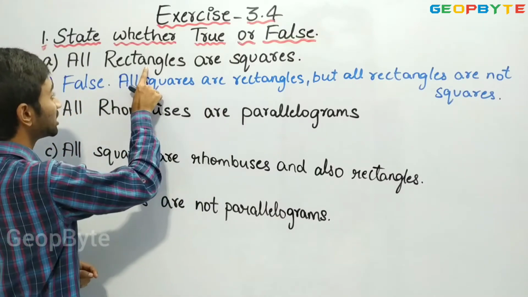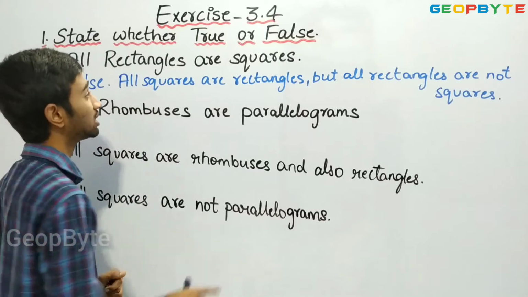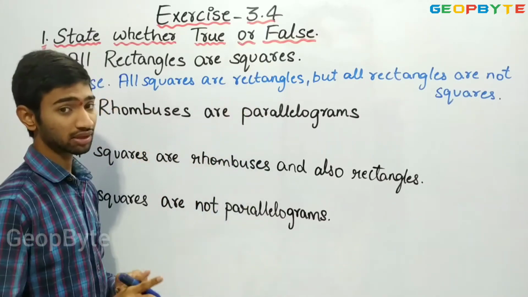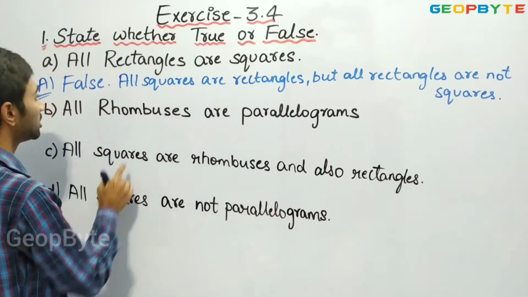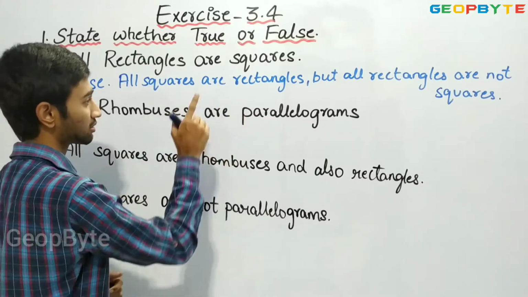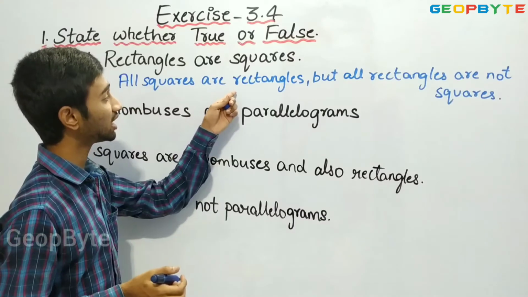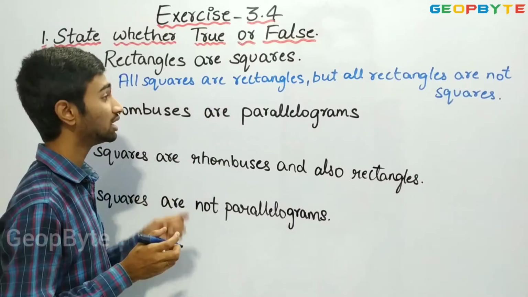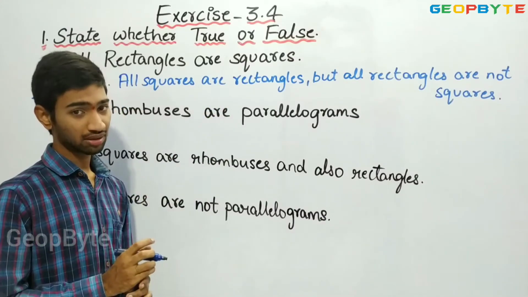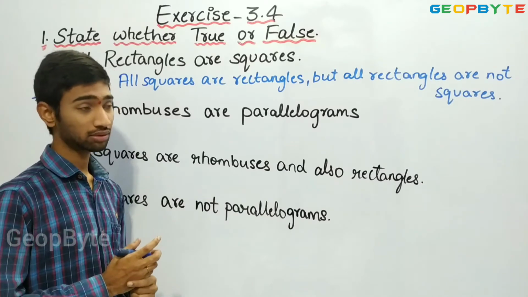So in rectangles, only opposite sides are equal. But in squares, all sides are equal. So that's the reason all squares are rectangles, but all rectangles are not squares. So in rectangle, only opposite sides are equal, but in square, opposite sides are equal and all sides are also equal.